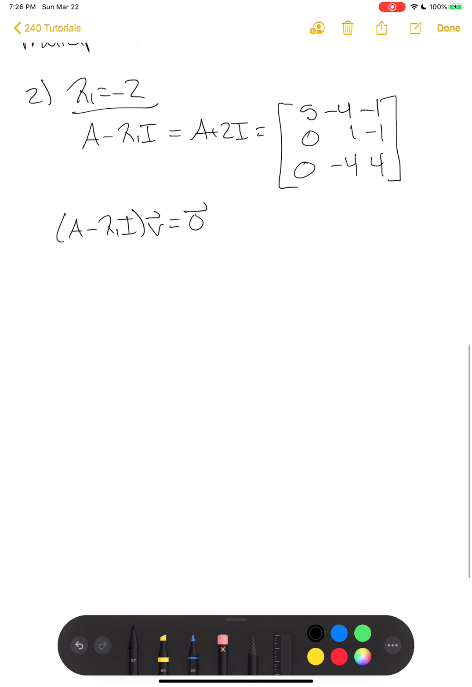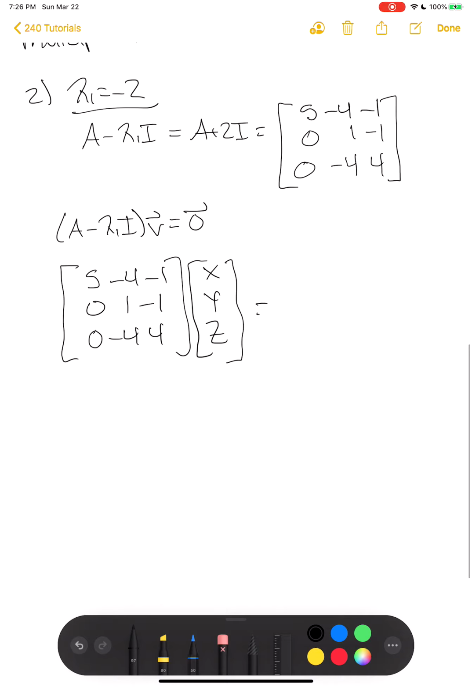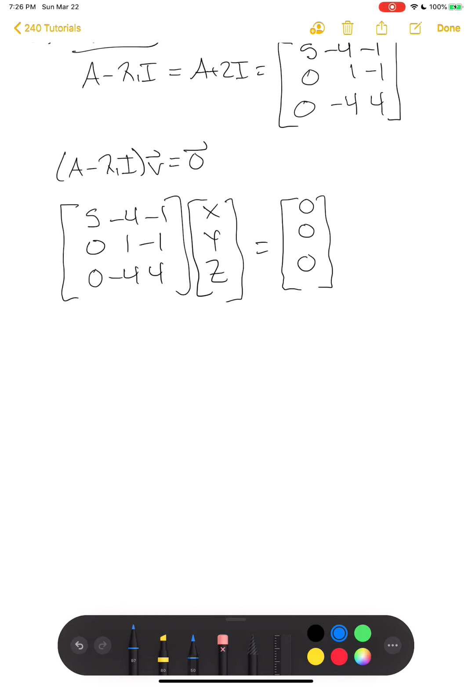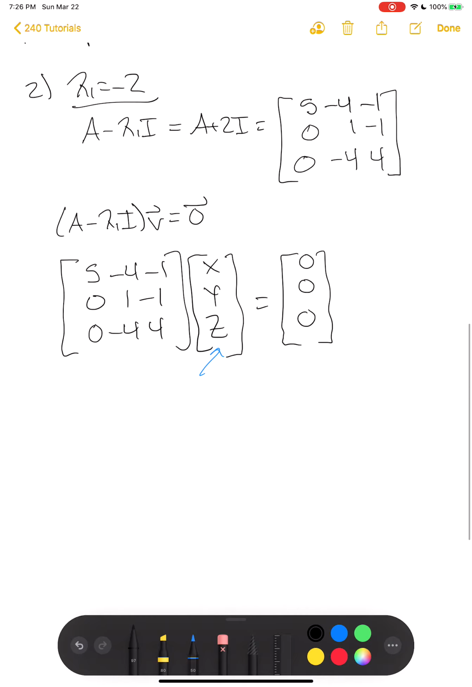So what we can do is set it up this way, like we have been doing: the matrix 5, negative 4, negative 1; 0, 1, negative 1; 0, negative 4, 4, multiplied by some vector V, which I call xyz because it's in 3 dimensions. And we should be able to get the 0 vector here. In the 2x2 case, and even sometimes in the 3x3 case, this was sufficient because you can just pretty much eyeball what x, y, and z is going to be. But as you'll notice, in this case it's going to be a little more tricky to figure out exactly what's going on.